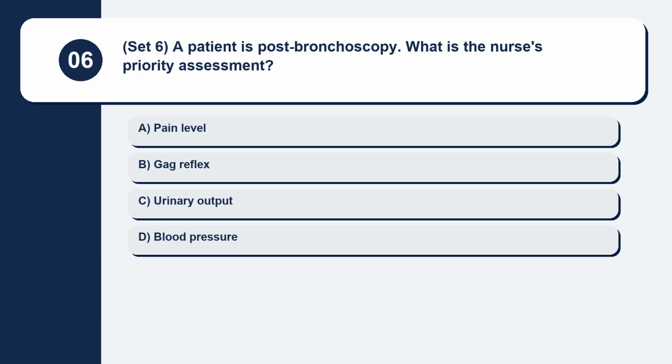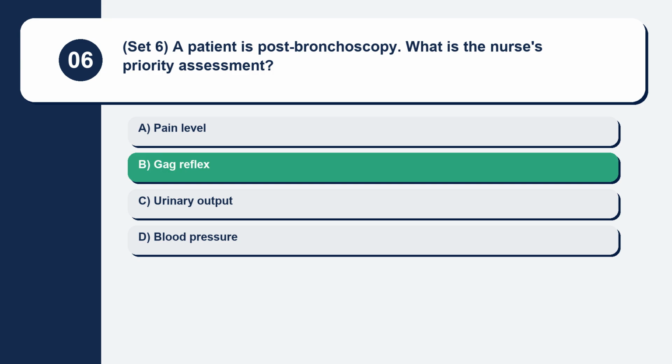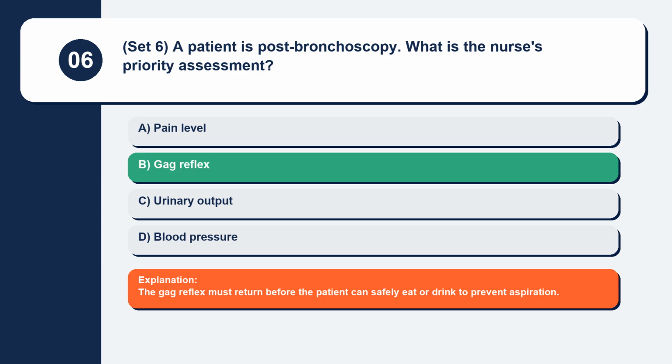Question 6. Set 6. A patient is post-bronchoscopy. What is the nurse's priority assessment? Pain level, gag reflex, urinary output, blood pressure. The gag reflex must return before the patient can safely eat or drink to prevent aspiration.